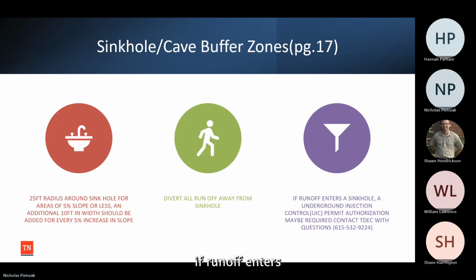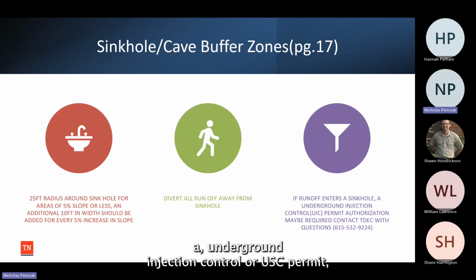If runoff enters a sinkhole and affects groundwater, and BMPs weren't being followed, an underground injection control, or UIC, permit may be required by TDEC. I put the phone number there for TDEC.